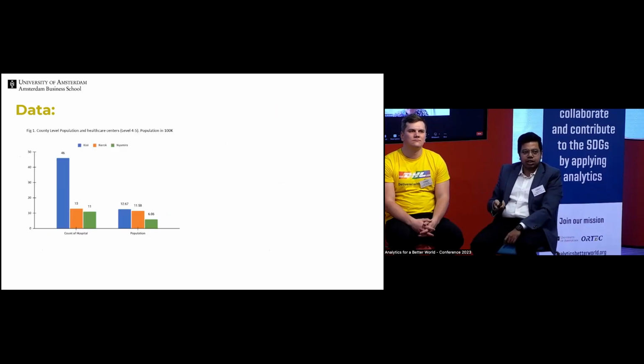So coming back to the data, this just shows the discrepancy in the number of healthcare units across the 3 counties, right? As you can see, Kisii has a lot more healthcare units which are level 4 or 5, that is, which can vaccinate people for COVID. And if you look at the population, you will see that the population of Kisii and the population of Narok are very close, but the difference between the number of healthcare units is more than 2 times, almost 3 times.